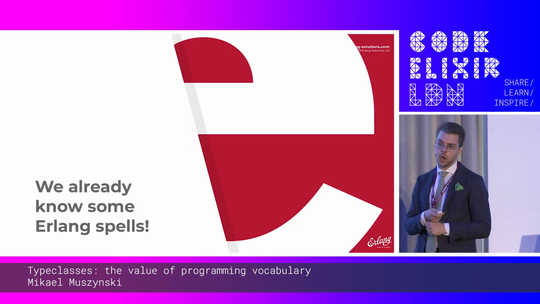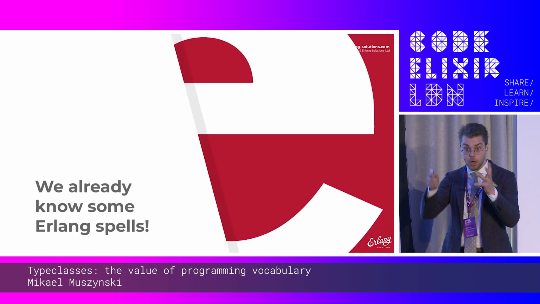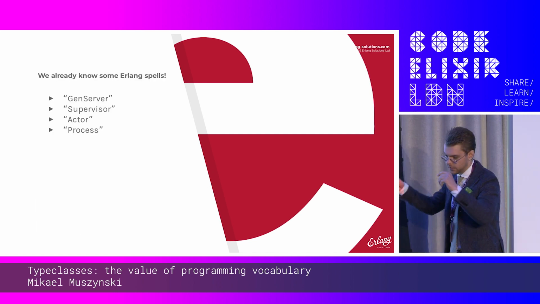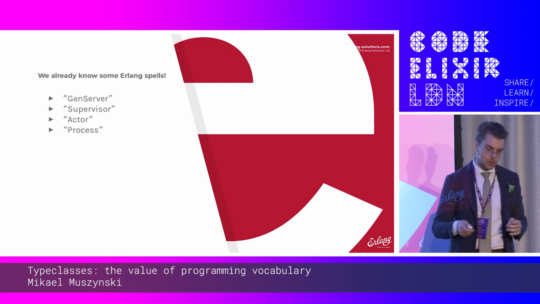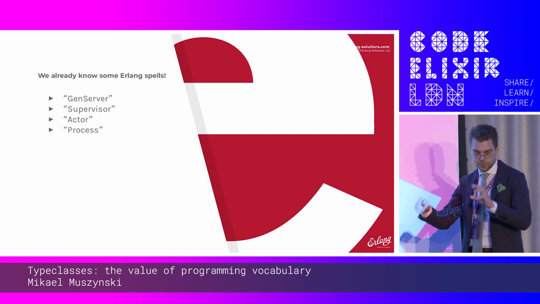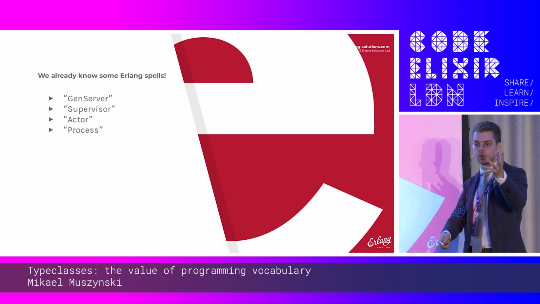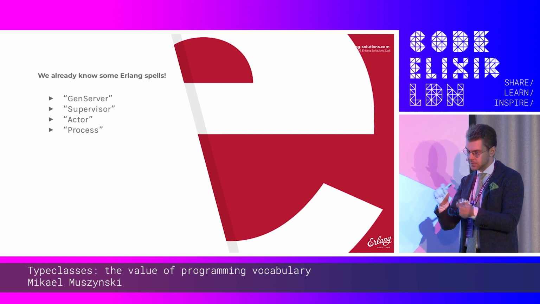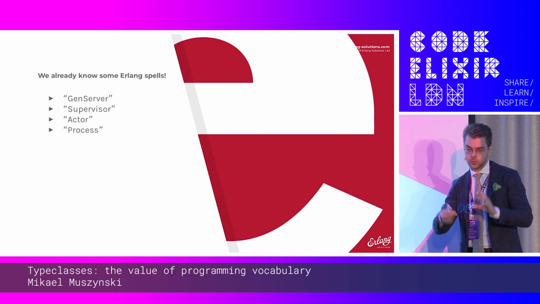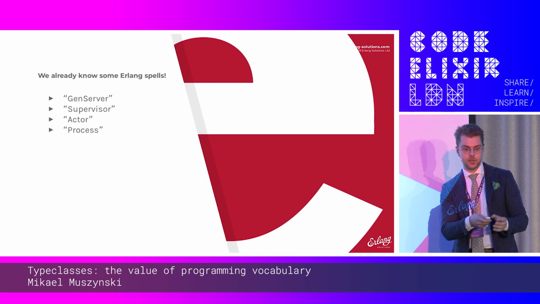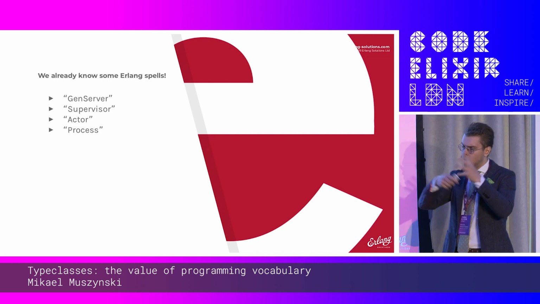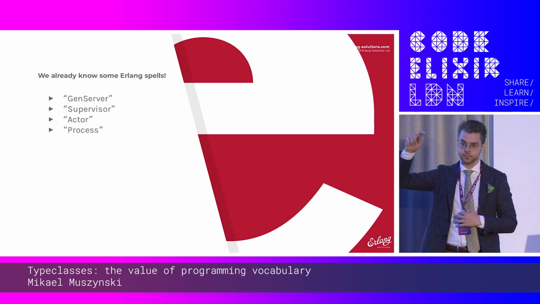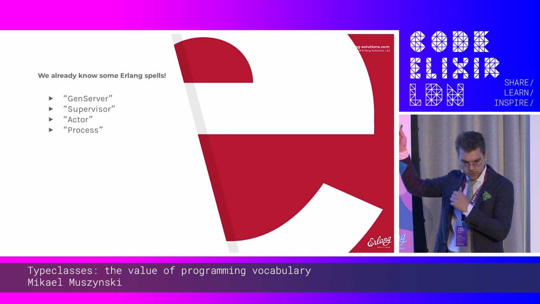We already know some Erlang spells that may be arcane to someone from outside of our community. If we say such things as GenServer, Supervisor, Actor, Process, these are concepts which invoke structures which you can then inject your logic into. Without knowing them, they sound abstract, and without the specific usage of these abstract concepts, which then need to have a specific implementation, they sound hollow, but when you actually use them, we all know how much value these carry. So these are the Erlang spells.